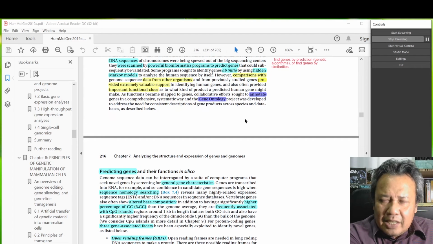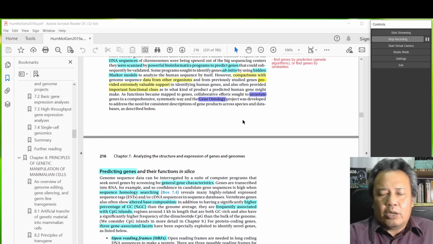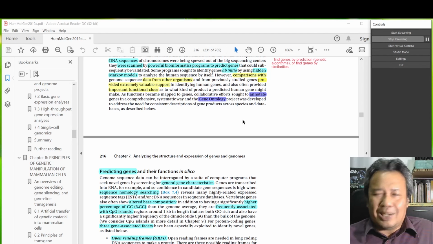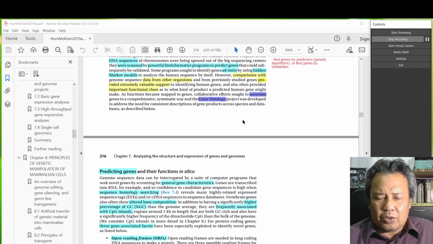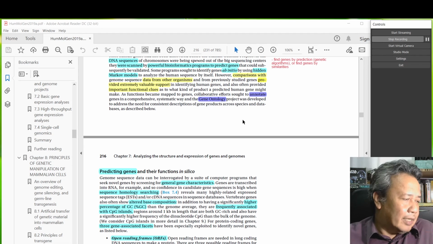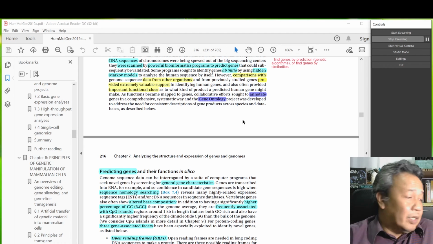Annotation. Annotation is the key word nowadays when we talk about understanding the human genome. The next step is to annotate. Annotate means you mark where the genes are, where the coding sequence starts, where the intron-exon boundaries are, and where the promoter sequence is. This is annotating the genome. So this is what they do.